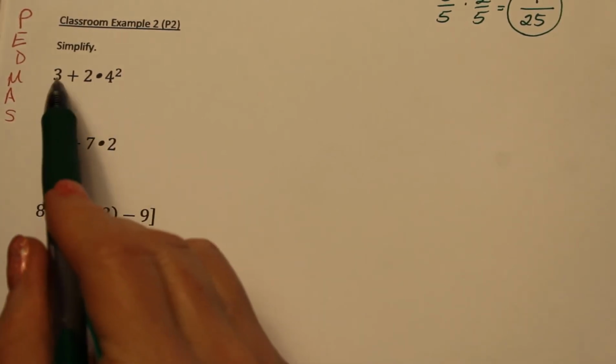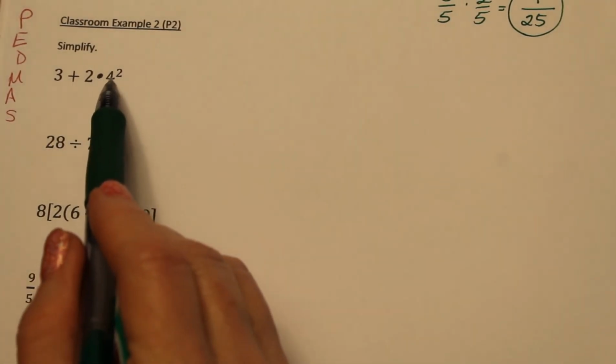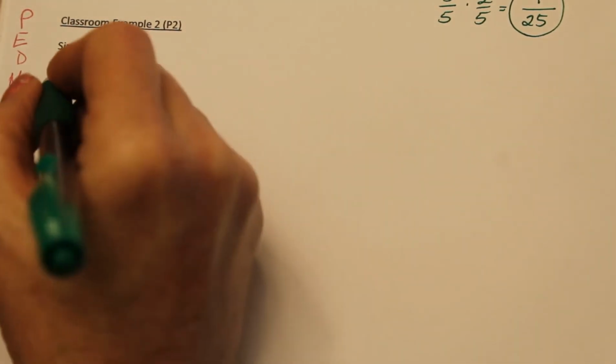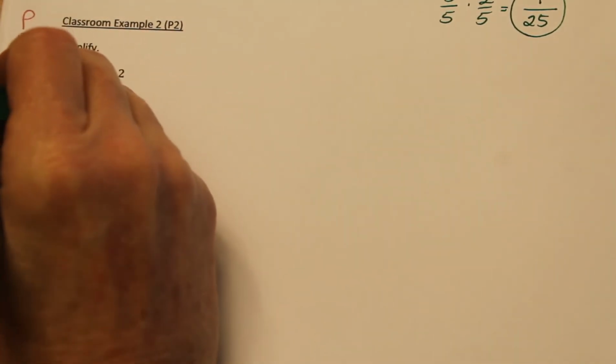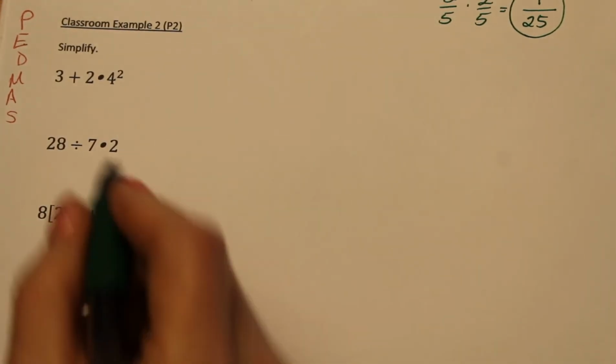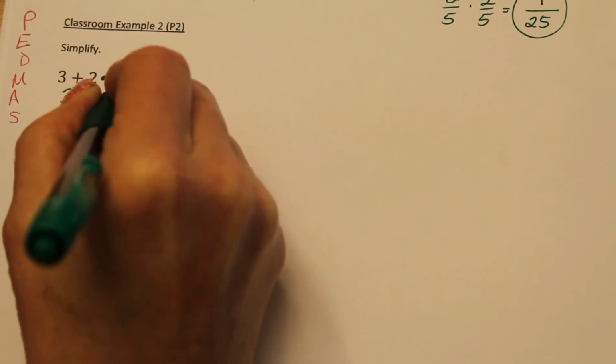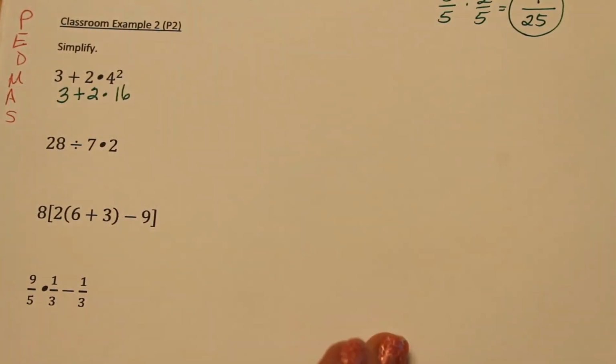So we have 3 plus 2 times 4 squared. There are no parens, so we're going to go to exponents. So this is going to become 3 plus 2 times, and 4 squared is 16.